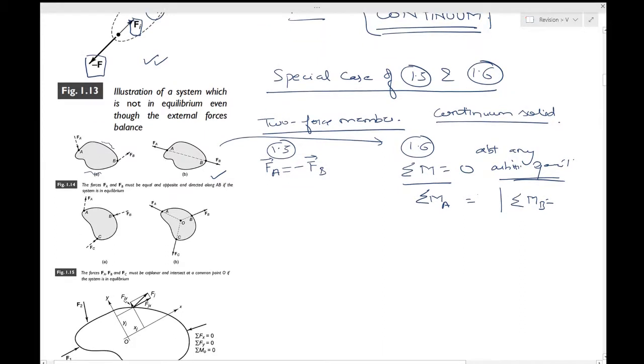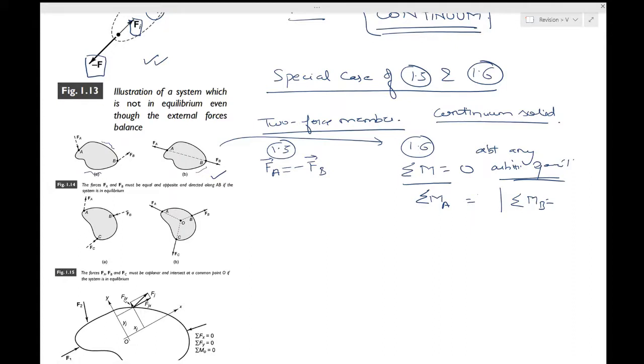So this is called a two-force system, and you will see that most of the solids we deal with in our course are not these random shapes. They will be like a bar or a cube or things like that. But as soon as you see a two-force member, you should be able to recall what we have learned. This is all done so that 1.5 and 1.6 are both satisfied, which means that the system has to be in equilibrium.